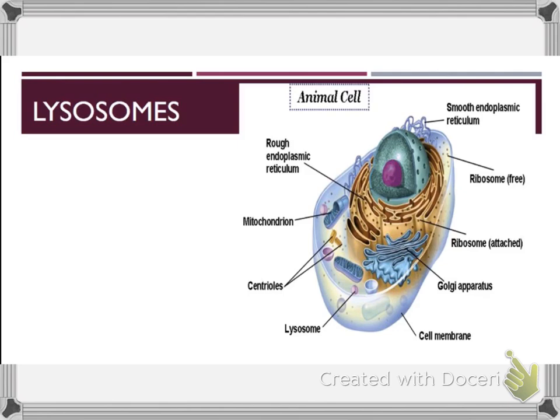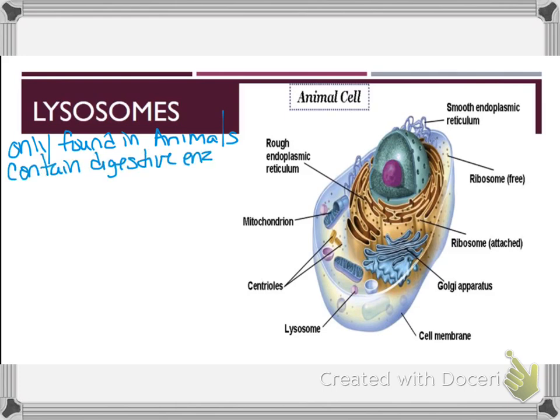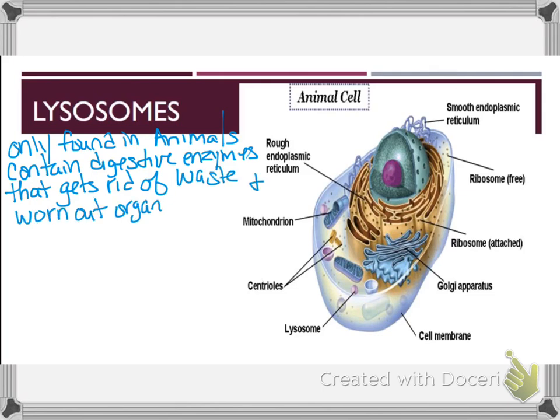Alright, every word prior to this one was in both plant and animals. This one is found in animal cells only. It contains digestive enzymes that get rid of waste and worn out organelles. It's these little purple things throughout the cell. Helps clean it up. So sometimes it's called the cleanup crew.